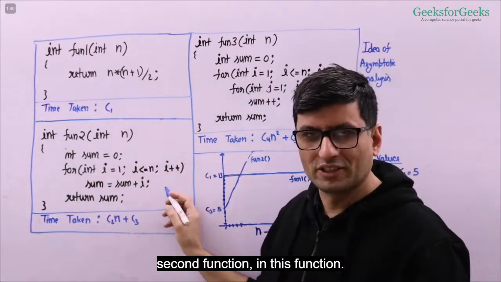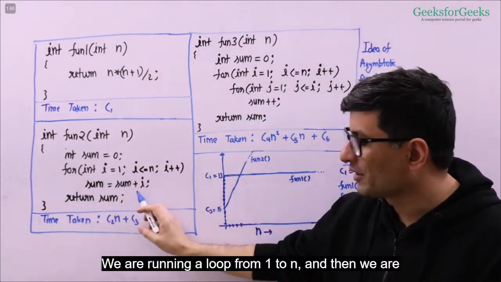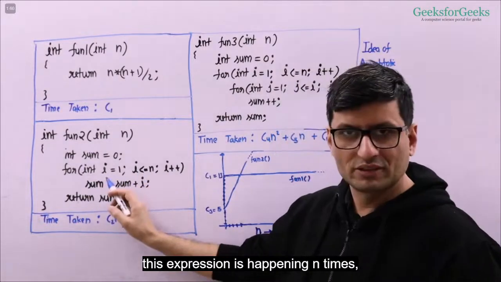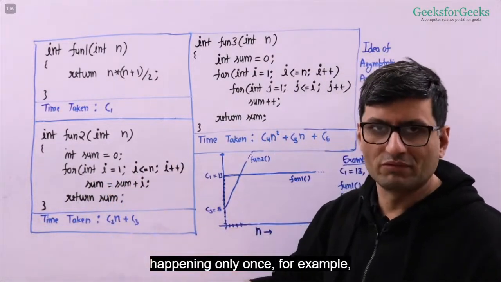Let's now see the second function. In this function, we are running a loop from 1 to n, and then we are doing sum equal to sum plus i. So this expression is happening n times. And then there are certain expressions that are happening only once.